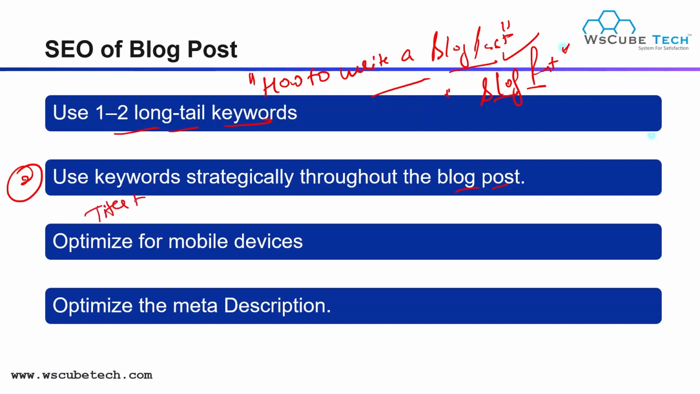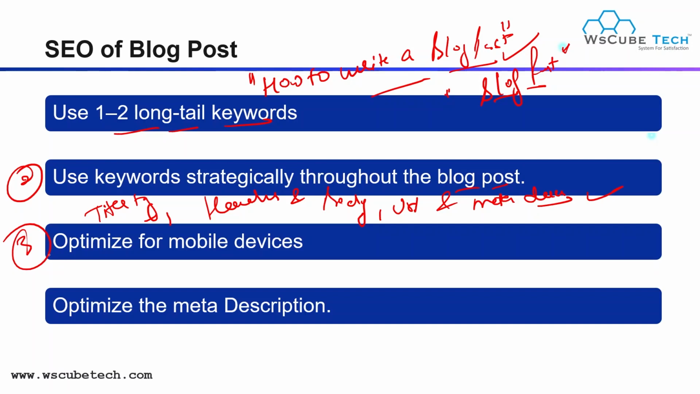That is your title tag, header and body, URL and most important meta description. So these are the four essential parts. You have to use your keyword there. Next is optimize for mobile device. For this, you have to use responsive design.